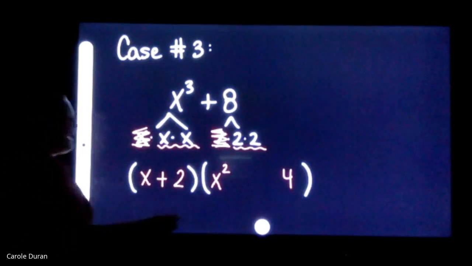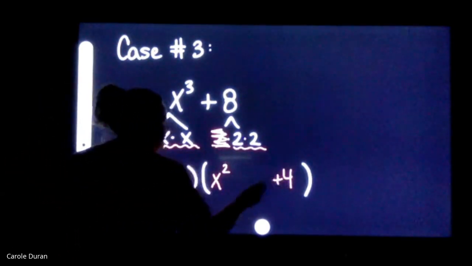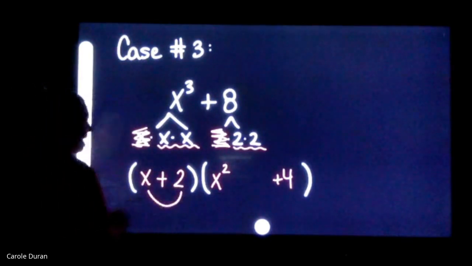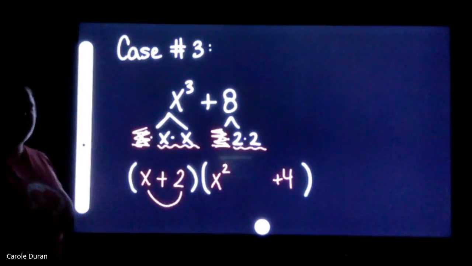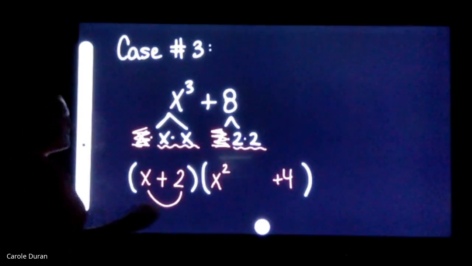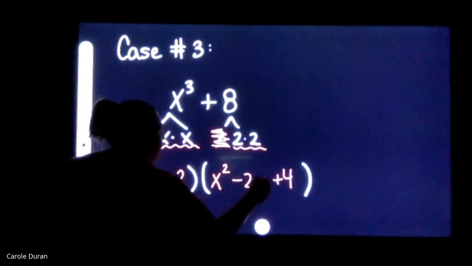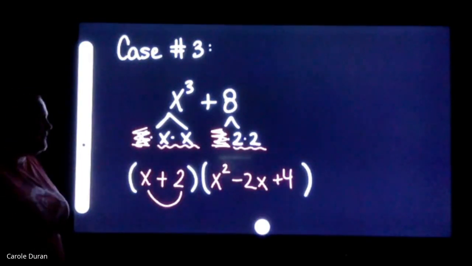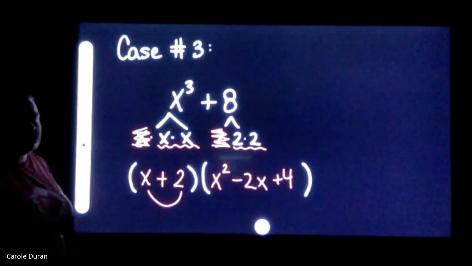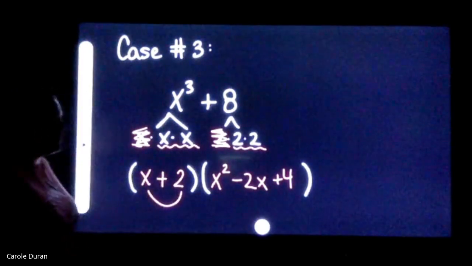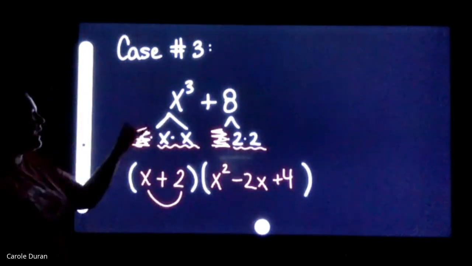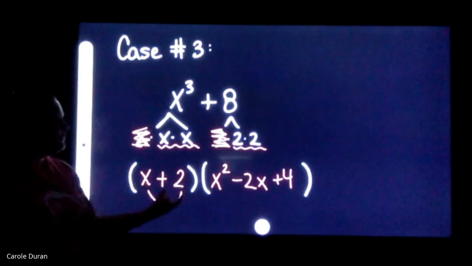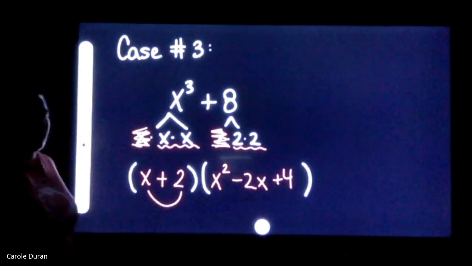So all I need now is that middle term right here. I get that by going back to my binomial factor, multiplying them together, and taking the opposite sign. So 2 times x is a positive 2x. The opposite of that is negative 2x. So that becomes the middle term on my trinomial factor. So x cubed plus 8 factors into x plus 2 times x squared minus 2x plus 4.